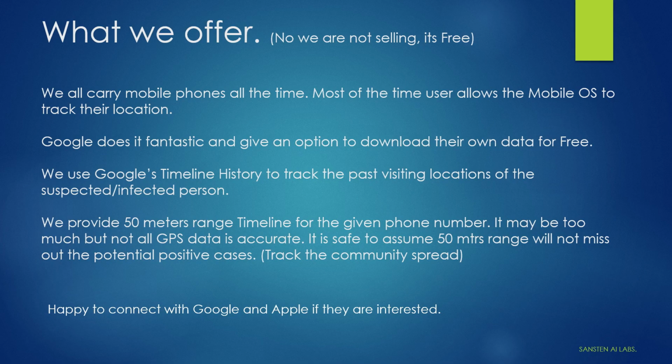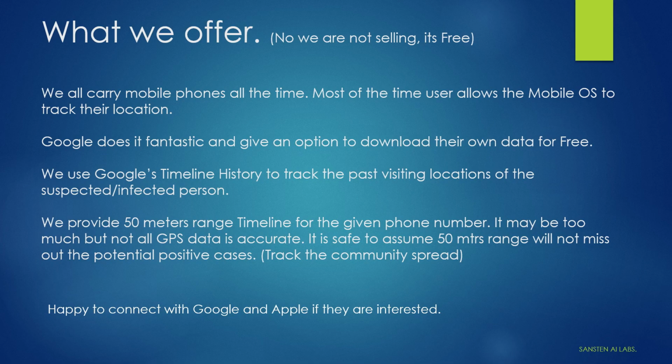I'll show the details of what data we use to offer the solution. We also provide a 50 meter range timeline for a given phone number. That's parameterizable, so you can adjust those meters, even to less or more. But we feel 50 meters is a little high, though we're not sure about the accuracy of GPS data, which isn't always accurate. If we only went for 20 meters and the identified location was slightly off, we might miss a potential positive case. That's why we go with the 50 meter range. We don't want to miss anybody.